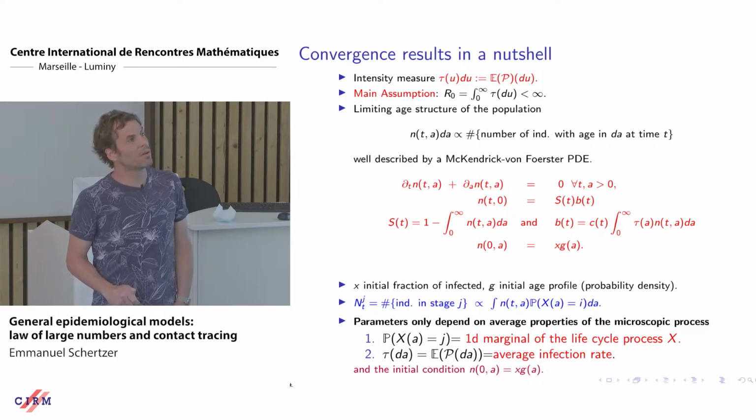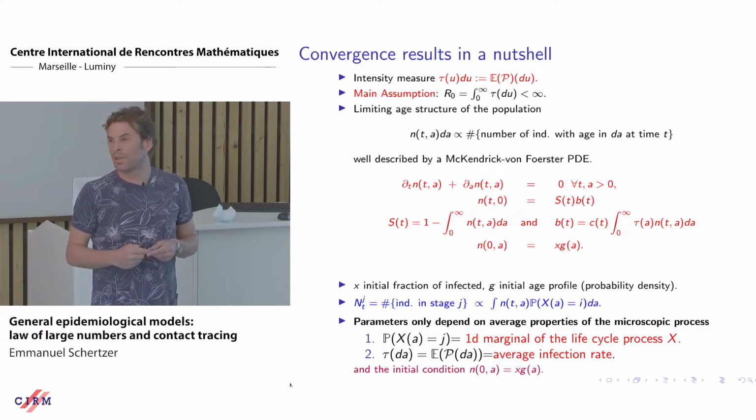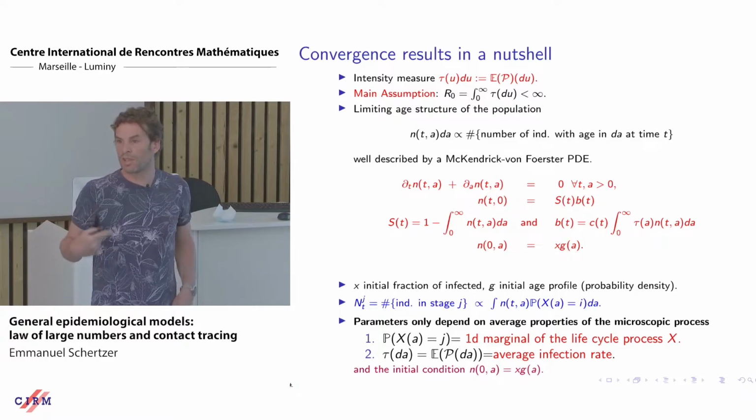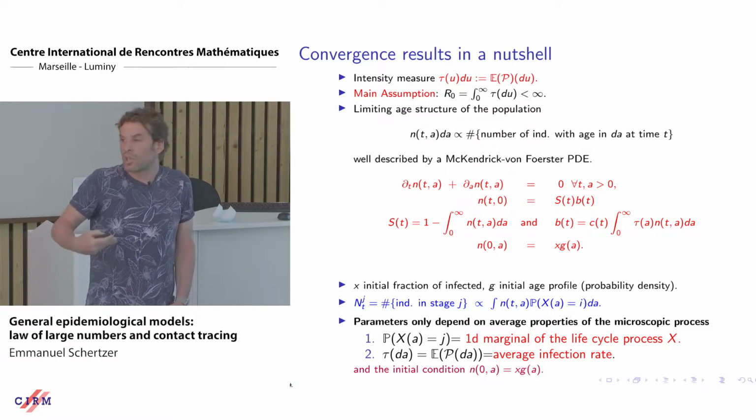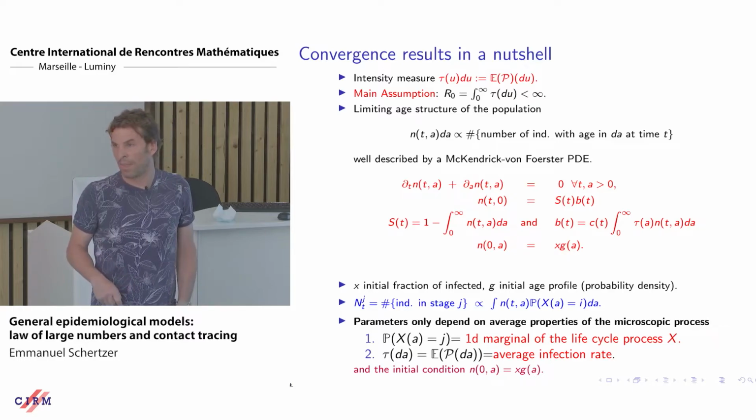First, you count the number of individuals at time t with age a. This is n(t,a). Then you multiply this quantity by the average number of contacts for this age class, so you multiply by the intensity measure, tau(a). This integral is really the average number of contacts in your population. Okay, that's the first step.